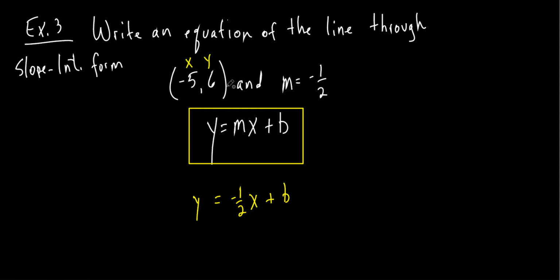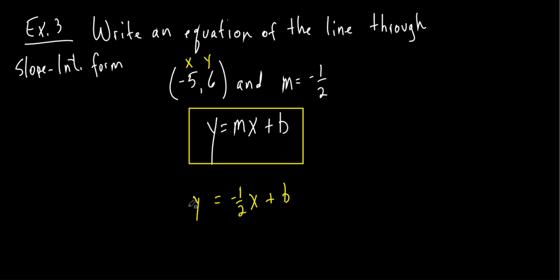I put an x and a y on top. You should put an x and a y on top so you know what you're putting into this. So now I already put the m in for this equation. Now I can put an x in here, and now I can put a y in here. Everybody with me? All right, so let's do it.